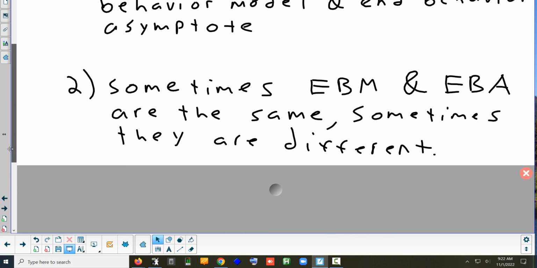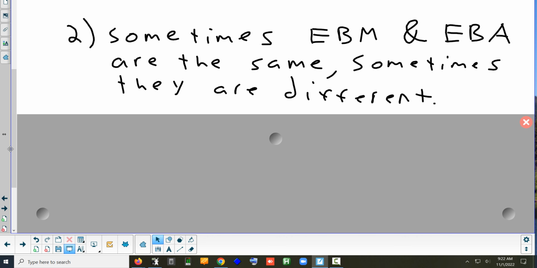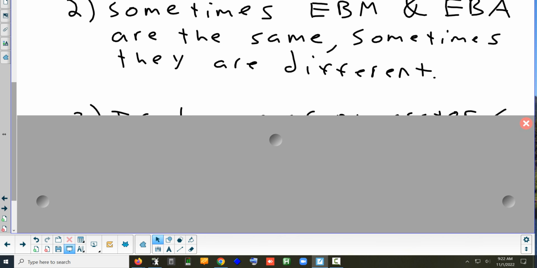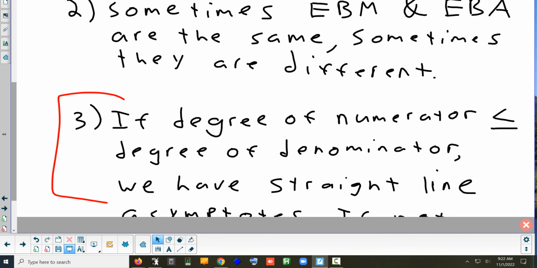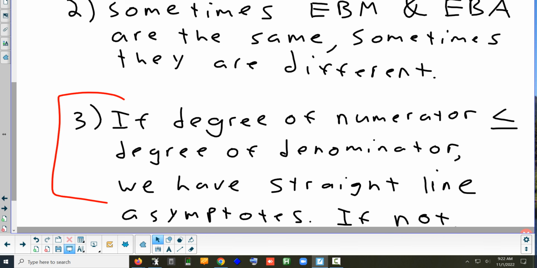Okay, so sometimes the EBM and EBA are the same, sometimes they're different. Yesterday, this is what we dealt with. Degree of the numerator was always smaller than the denominator, and that resulted in straight line asymptotes, two types of straight line asymptotes. We did horizontal and we did vertical. And that's all that ever happened yesterday.